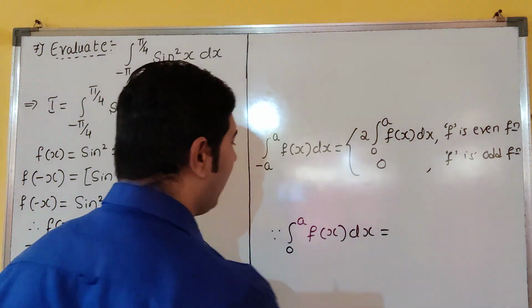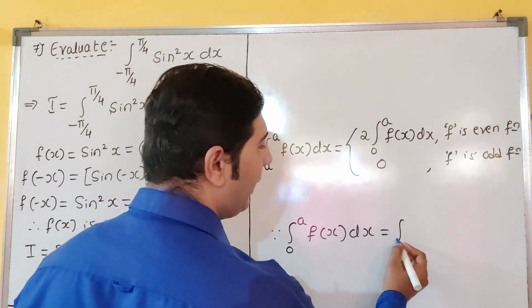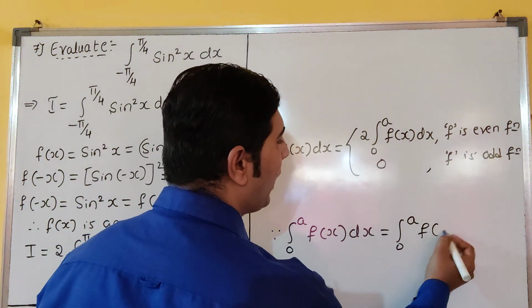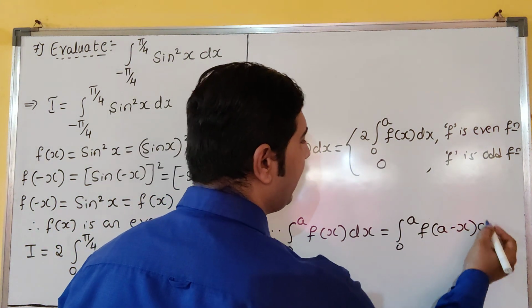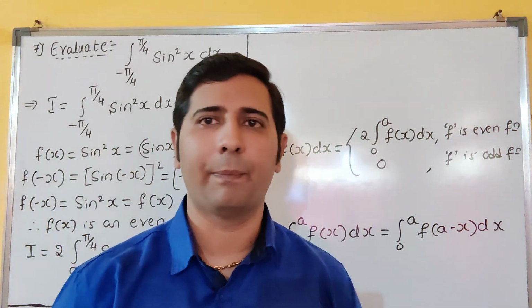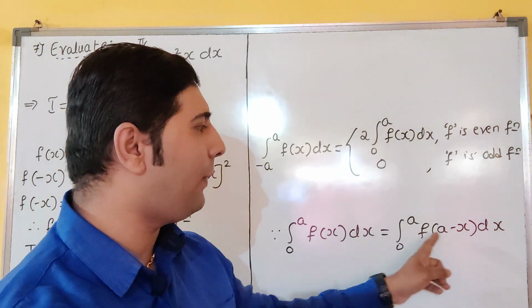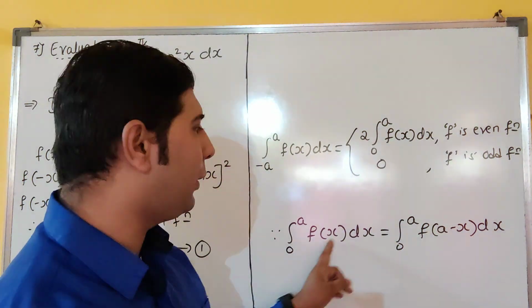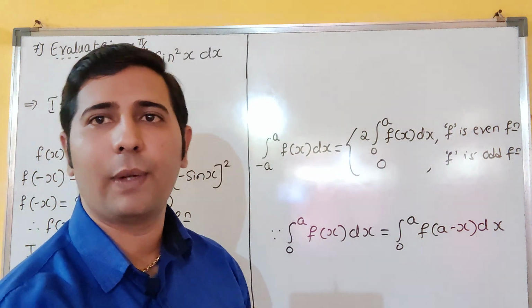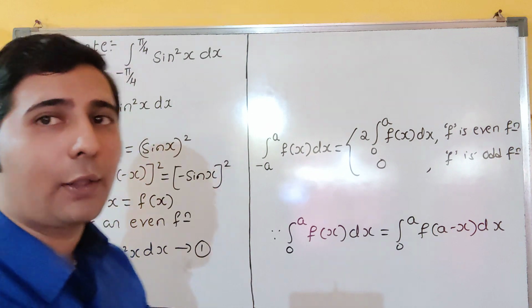Property number 4: the integral of 0 to a f of x dx, I can write like this. Those who have not seen that video, please go and see it. Queen formula is very important for the board exam. Many times it has come. So the integral 0 to a f of x dx equals the integral 0 to a f of a minus x. So x you replace by a minus x, dear students. This is what the Queen formula says.